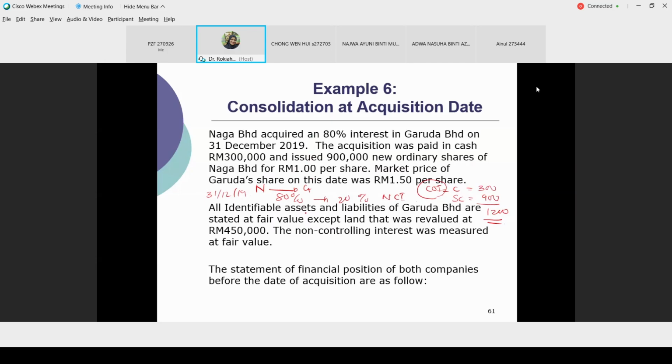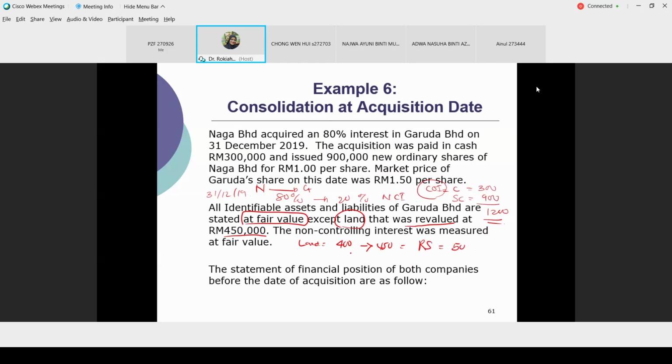All identifiable assets and liabilities of Garuda are stated at fair value, except land, which was revalued at 450. We look at the land for the accounts. The land in Garuda, if you refer to the next slide, slide 62, in the statement of financial position is 400. Now it becomes 450, so there is a revaluation surplus of 50,000.